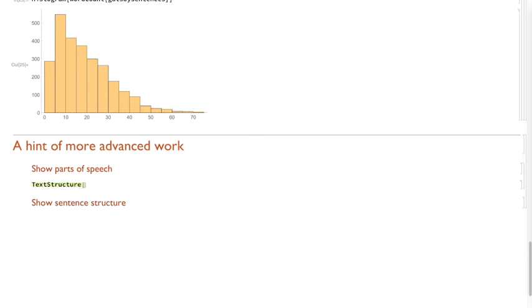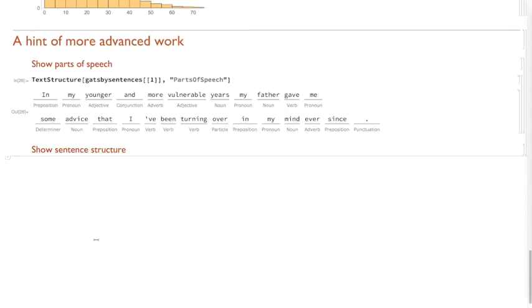Text structure is this really interesting command where I can look at Gatsby sentences. I'm gonna take the first sentence and I just wanna look at the parts of speech. And here's the first sentence of the novel parsed by part of speech of each word, preposition, pronoun, adjective. Once you can do that, then you can start to do some really interesting things by taking apart the grammar of the text.